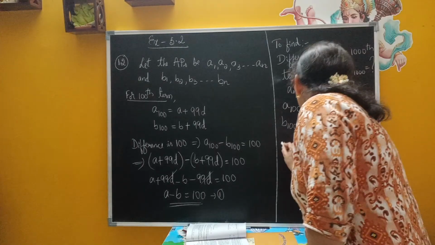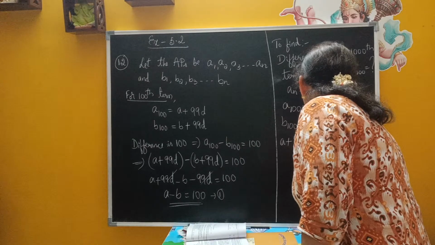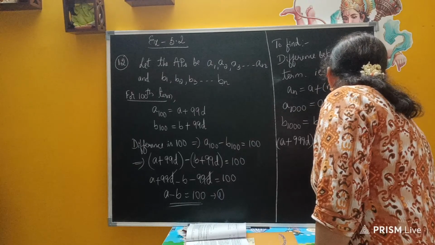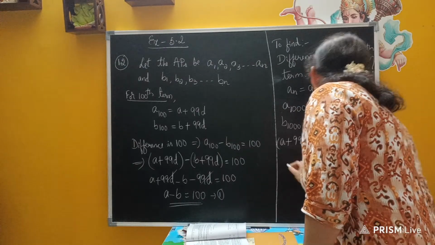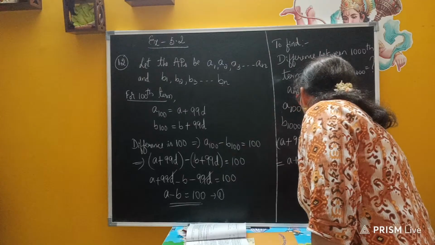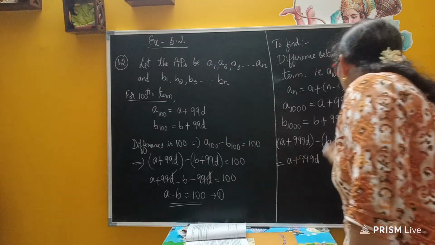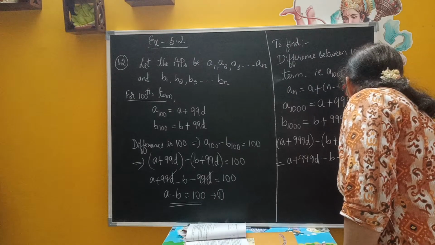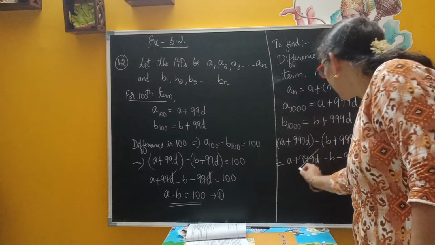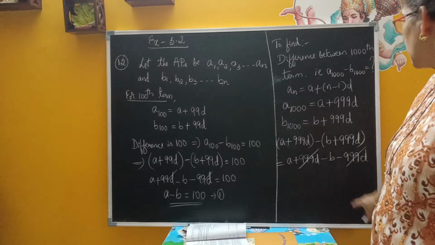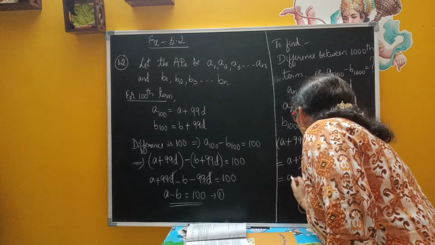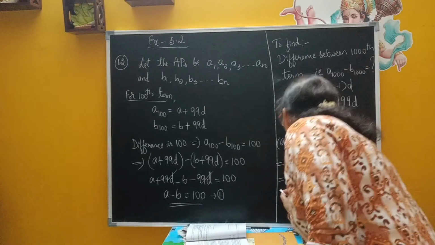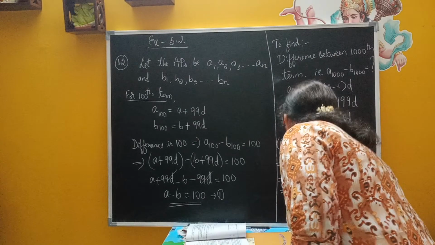That is, we write A plus 999D minus, B plus 999D. Okay, so here A plus 999D minus B minus 999D. Here the plus 999D and minus 999D get cancelled. What remains? A minus B. But we know the value of A minus B. How much? It is nothing but 100.